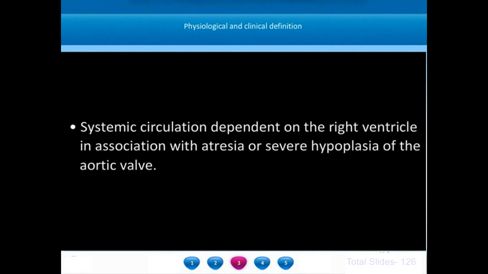The physiological and clinical definition of hypoplastic left heart syndrome can be given as follows. The systemic circulation in this scenario is dependent on the right ventricle in association with atresia or severe hypoplasia of the aortic valve.